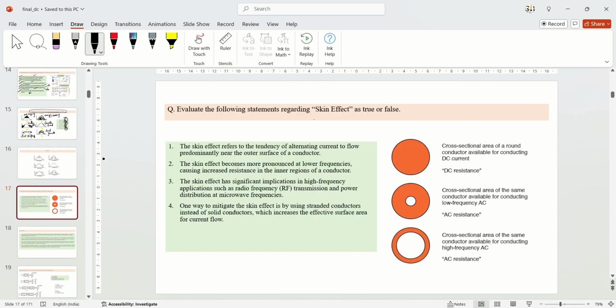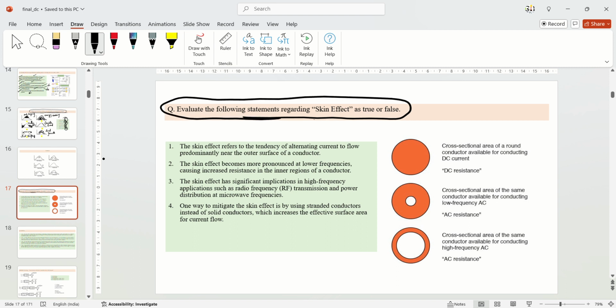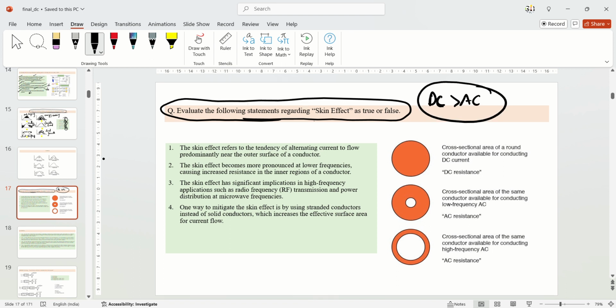The next question is related to some of the advantages of DC systems over AC. So DC is kind of advantageous as compared to AC. There is one important thing, that is skin effect. Skin effect is absent in the case of DC, but it is present in the case of AC. So there are four statements I have put out. Just let me know which statements are true and which are false related to this skin effect.